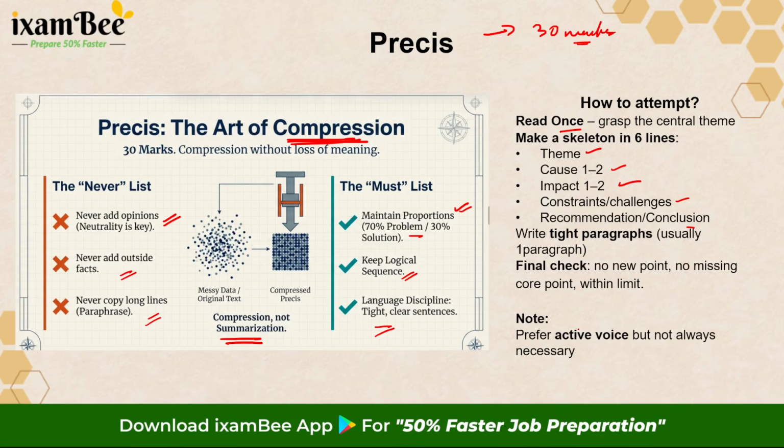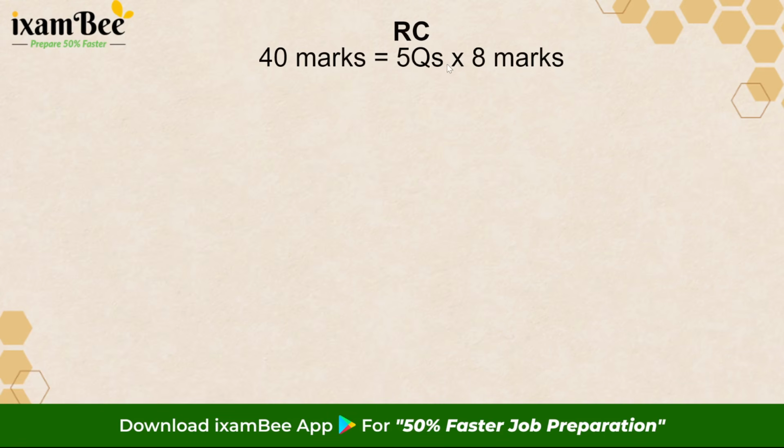Repeating again, remember, it is not a summary. Therefore, don't add opinions and prefer writing the Precis in an active voice. While it is not necessary, it is preferred. Moving to RC, the last part, usually students find this relatively easier than the essay and Precis. Here you are given a passage, and based on that, 4 to 5 questions.